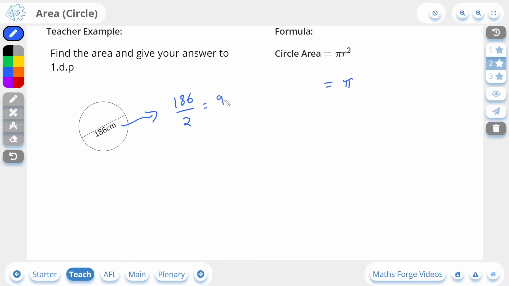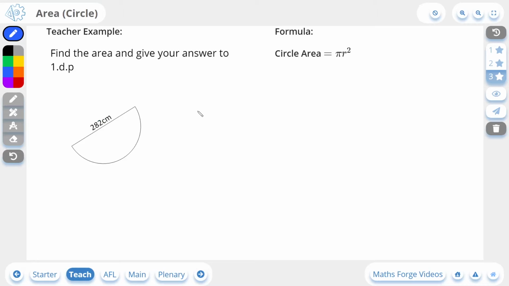going to be 93. So now that we know that the radius is 93, we can go ahead and substitute it into this formula, and we should get the following. Pi r squared is going to be pi times 93 squared, and inputting this into our calculator, we get 27,171.6 centimeters squared. And if we check our answer, there it is.